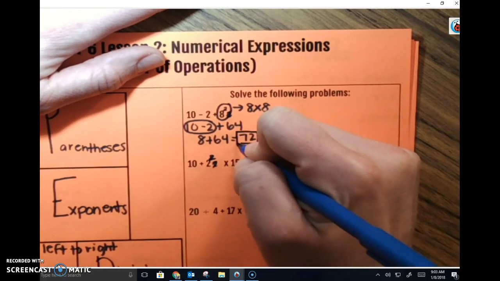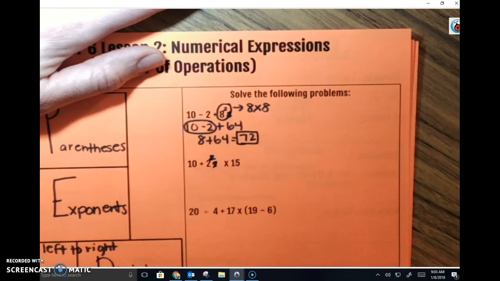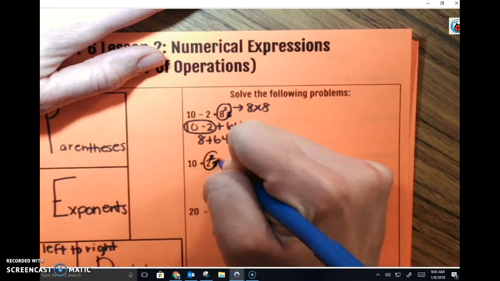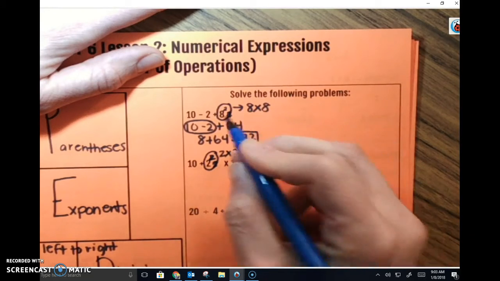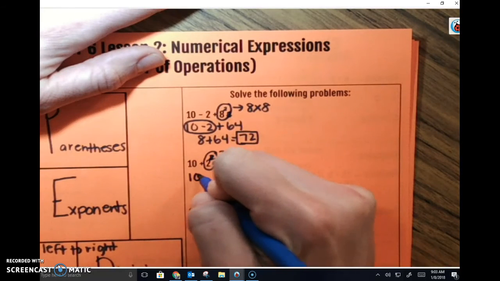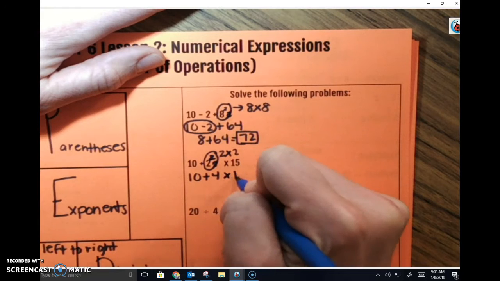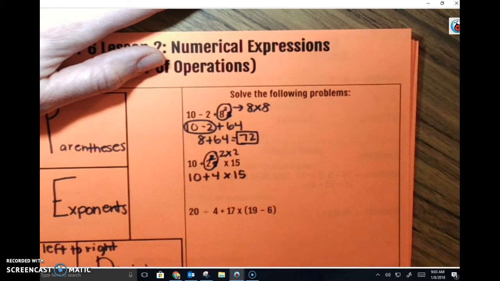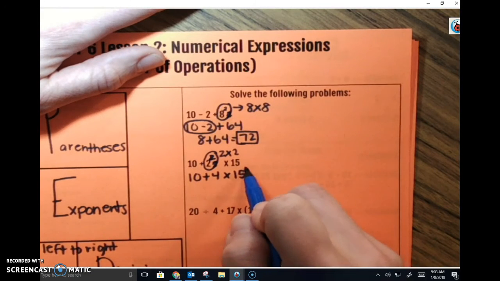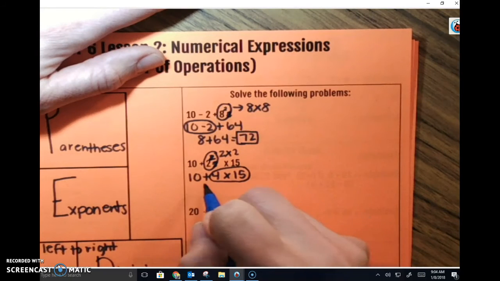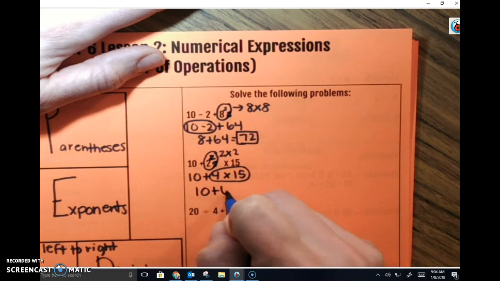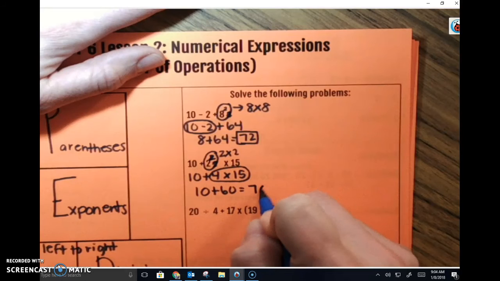Please circle so I can see how you're going down, because otherwise I'm not going to be able to help out if something goes wrong. Okay, so let's look for parentheses now. Exponents, yes. So we have 2 squared. That's 2 times 2, which is 4. So we have 10 plus 4 times 15. Our next thing would be multiplication. So 4 times 15 is going to be 60. So 10 plus 60 equals 70.